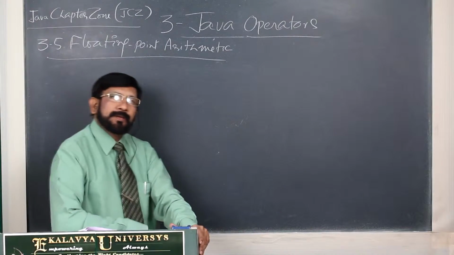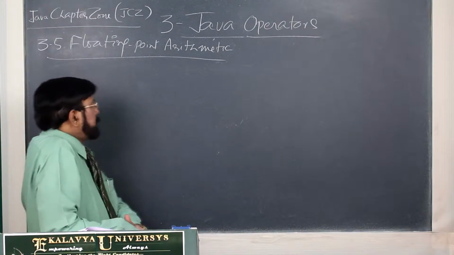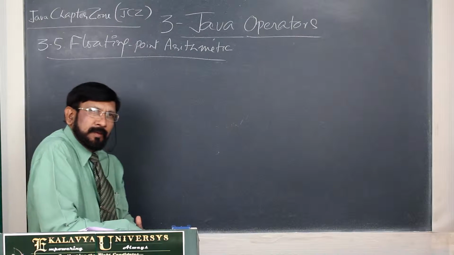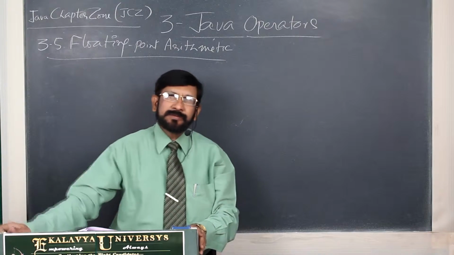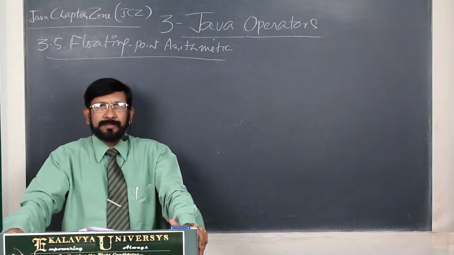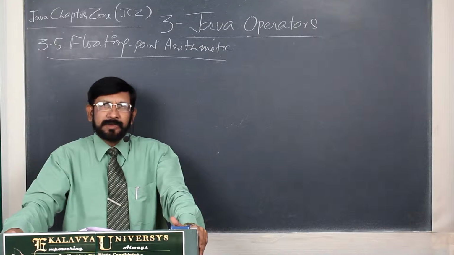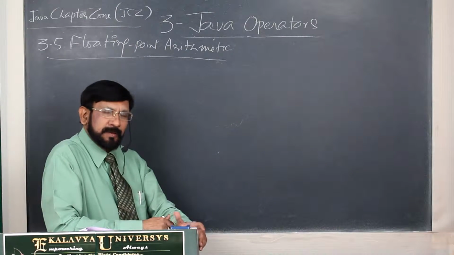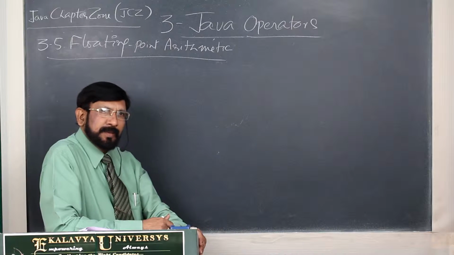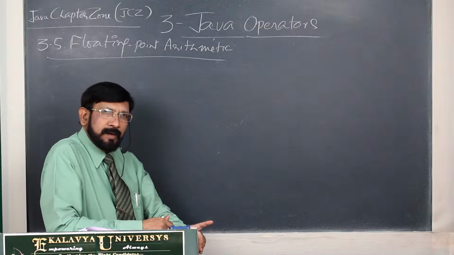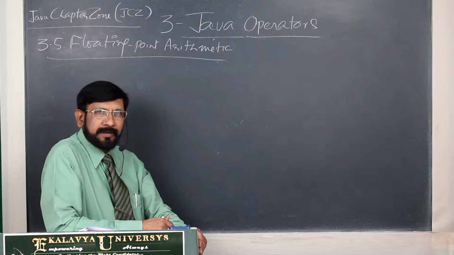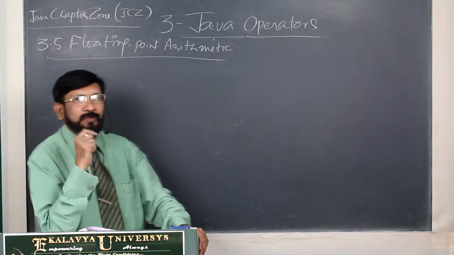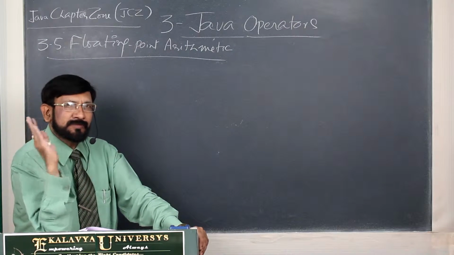Now, the concept number 3.5, floating point arithmetic. Floating point arithmetic means float versus float. In an operation, both operands are float, and we perform an arithmetic operation on them. It is called floating point arithmetic. The type of the result will always be float. Float versus float, always float.